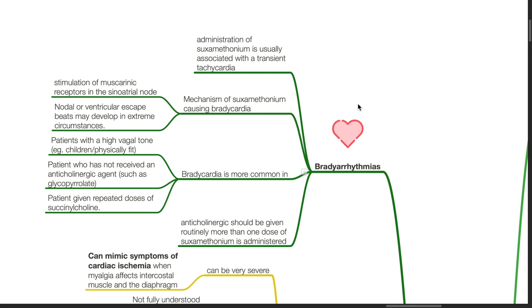Bradyarrhythmias. Administration of succinylcholine is usually associated with a transient tachycardia. However, it can also cause bradycardia, the mechanism of which is the stimulation of muscarinic receptors in the sinoatrial node. Nodal or ventricular escape beats may develop in extreme circumstances. Bradycardia is more common in patients with a high vagal tone, such as children and the physically fit, patients who have not received an anticholinergic agent such as glycopyrrolate, and patients receiving repeated doses of succinylcholine. An anticholinergic should be given routinely if more than one dose of succinylcholine is administered.